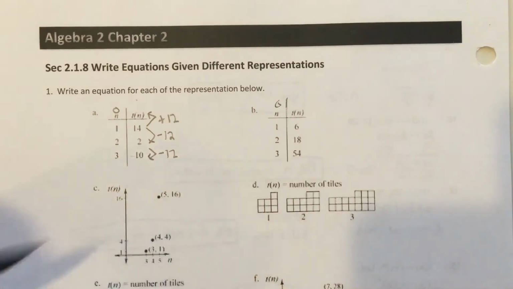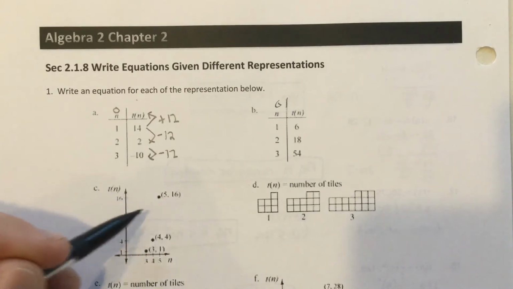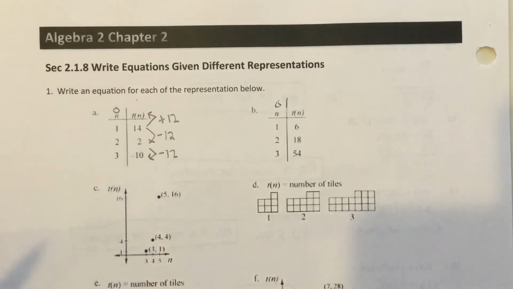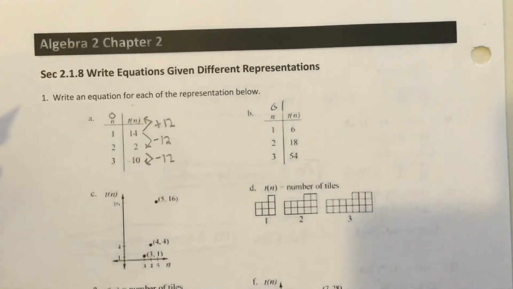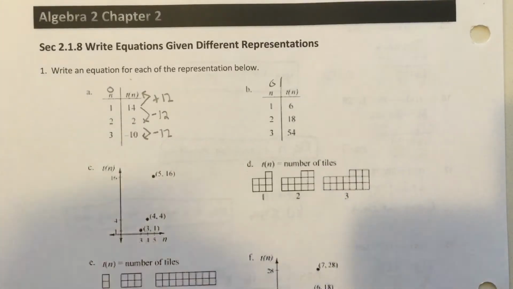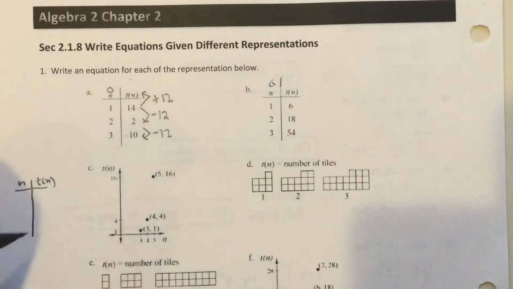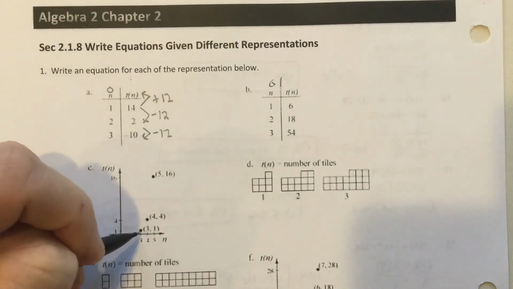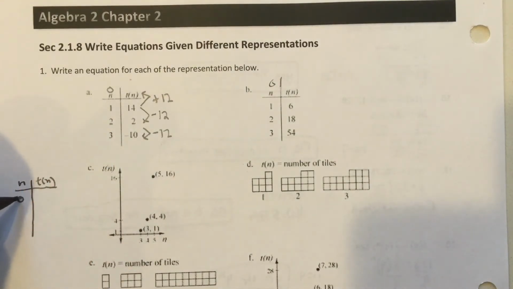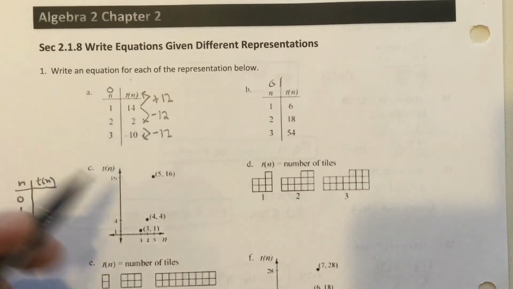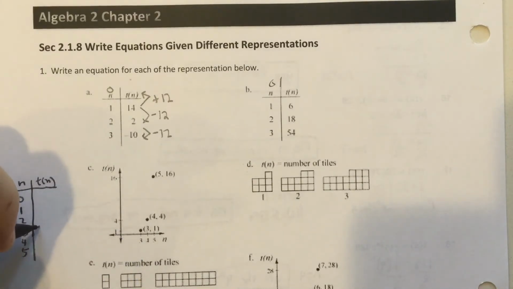But as we look to C and D, we haven't done too many problems where we go from a graph to an equation. And I just suggest that if you see the graph, that we make it into a table. And again, I am using N and T of N because that's what the axes are labeled as. And remember, when we write our equations, we always need the 0 value. So I'm going to always start my table with 0, 1, 2, 3, 4, 5. And so I have 3 as 1, 4 is 4, and 5 is 16.